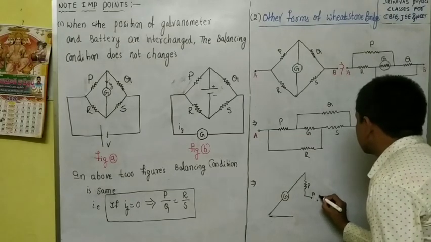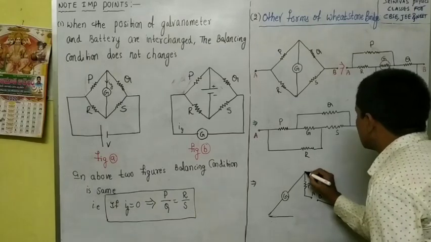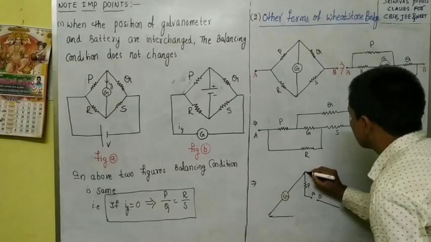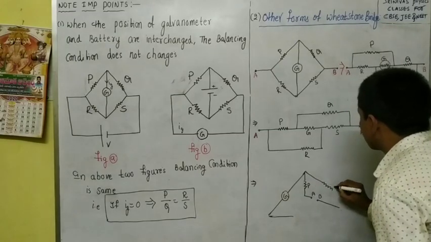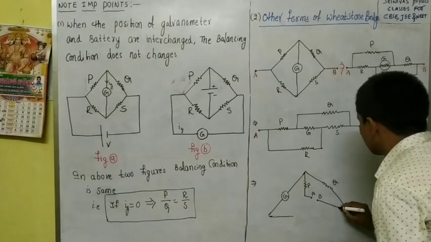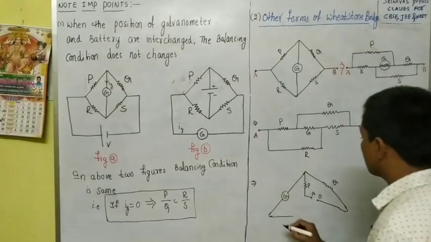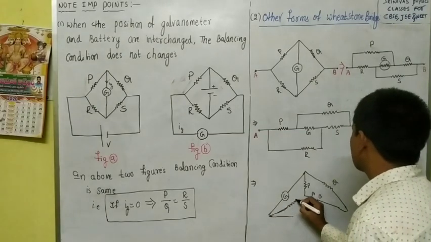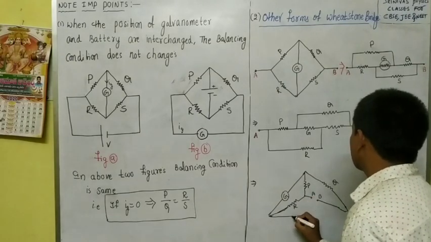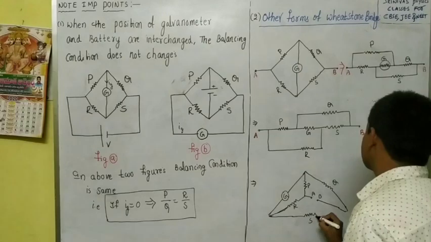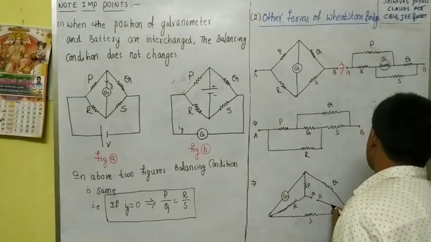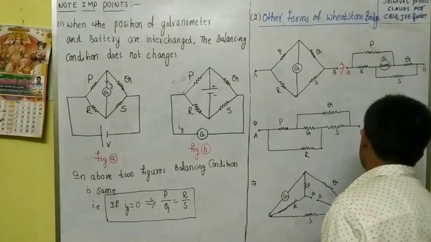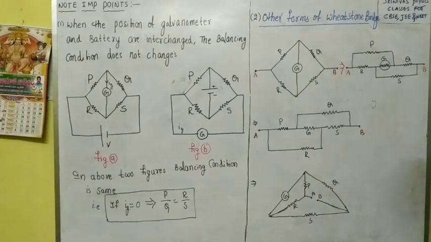This is point A and this is point B, and here one resistance, that is Q, and the next, here we write R, and this is S. This is one more form of Wheatstone bridge: P, Q, R, S.